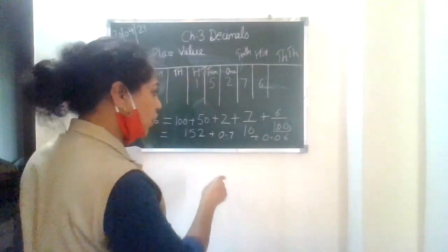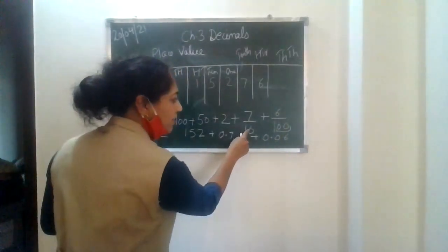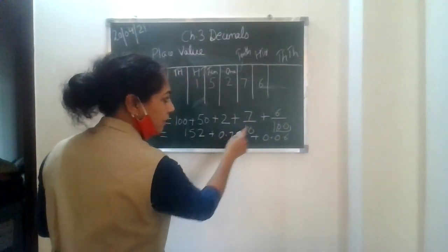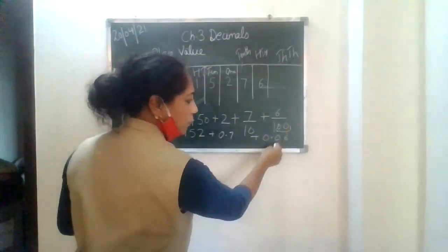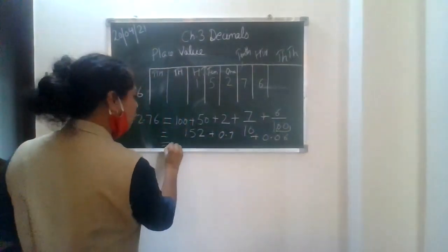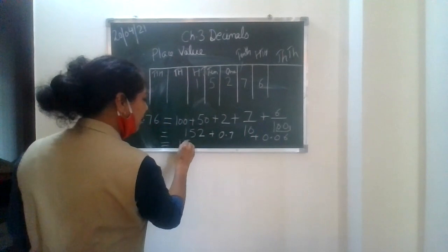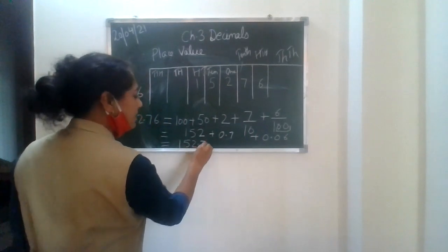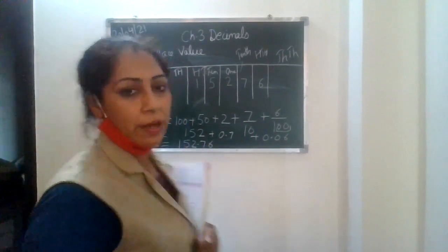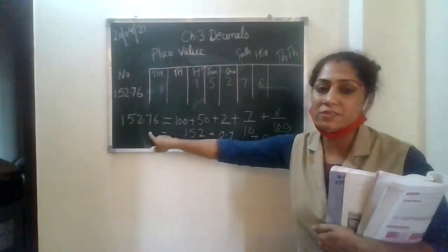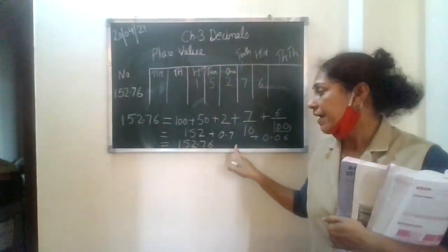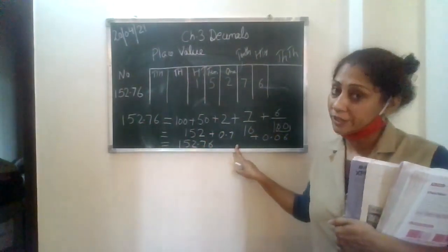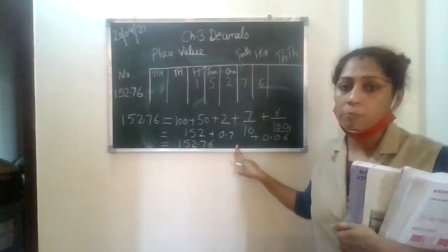Please mind this thing very carefully. Accordingly, I have done 1 zero, 1 place before decimal, 2 zeros, 2 places before decimal. Now, if I am going to add it, I will get the result as 152.76, which is equals to the number we began from. Yes, 152.76. Everybody, please do understand it very carefully, because this is very important.